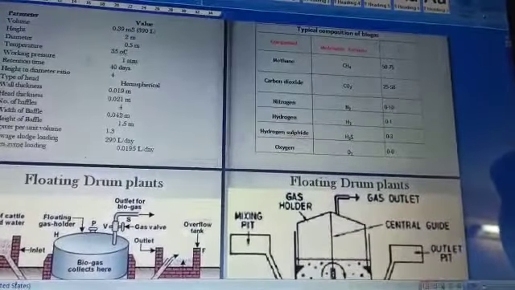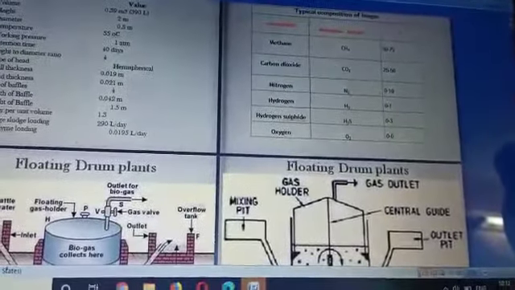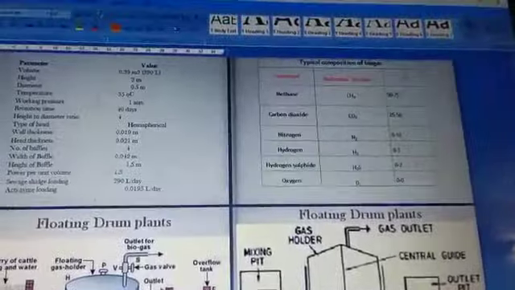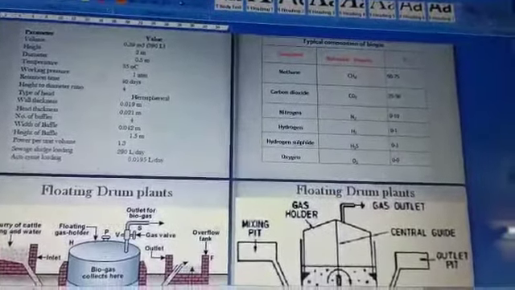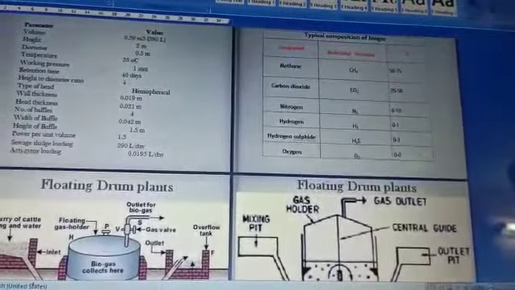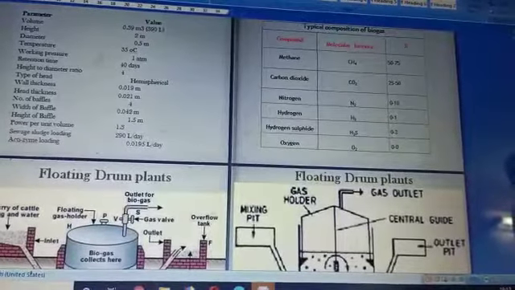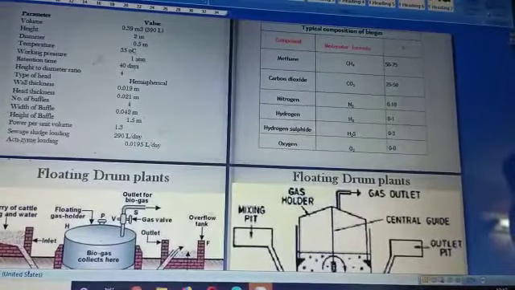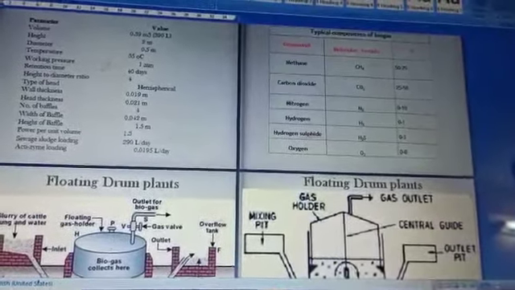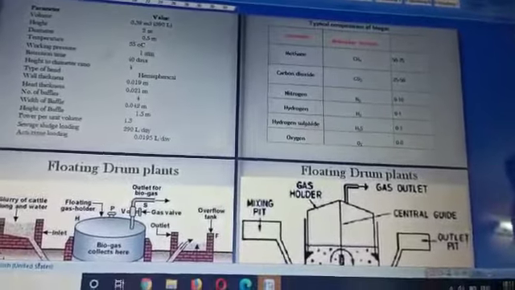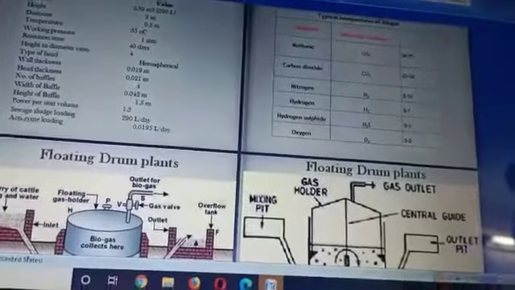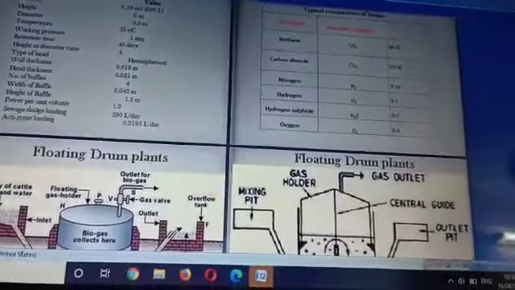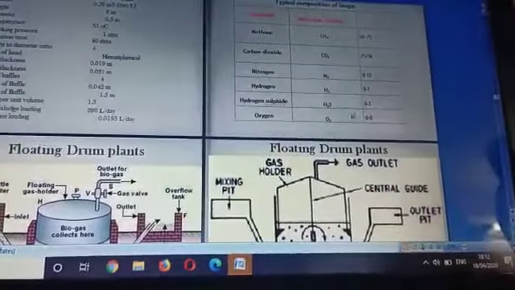Coming to the biogas composition: methane, carbon dioxide, hydrogen, nitrogen, hydrogen sulfide, oxygen are taken into the picture with a percentage. Methane is the highest percentage produced in biogas, 50 to 75%, carbon dioxide 25 to 50%, nitrogen up to 10%, hydrogen 0 to 1%, hydrogen sulfide 0 to 3%, oxygen 0%. The two types, floating drum and fixed drum plants, are seen here. Let us see the complete picture of them.